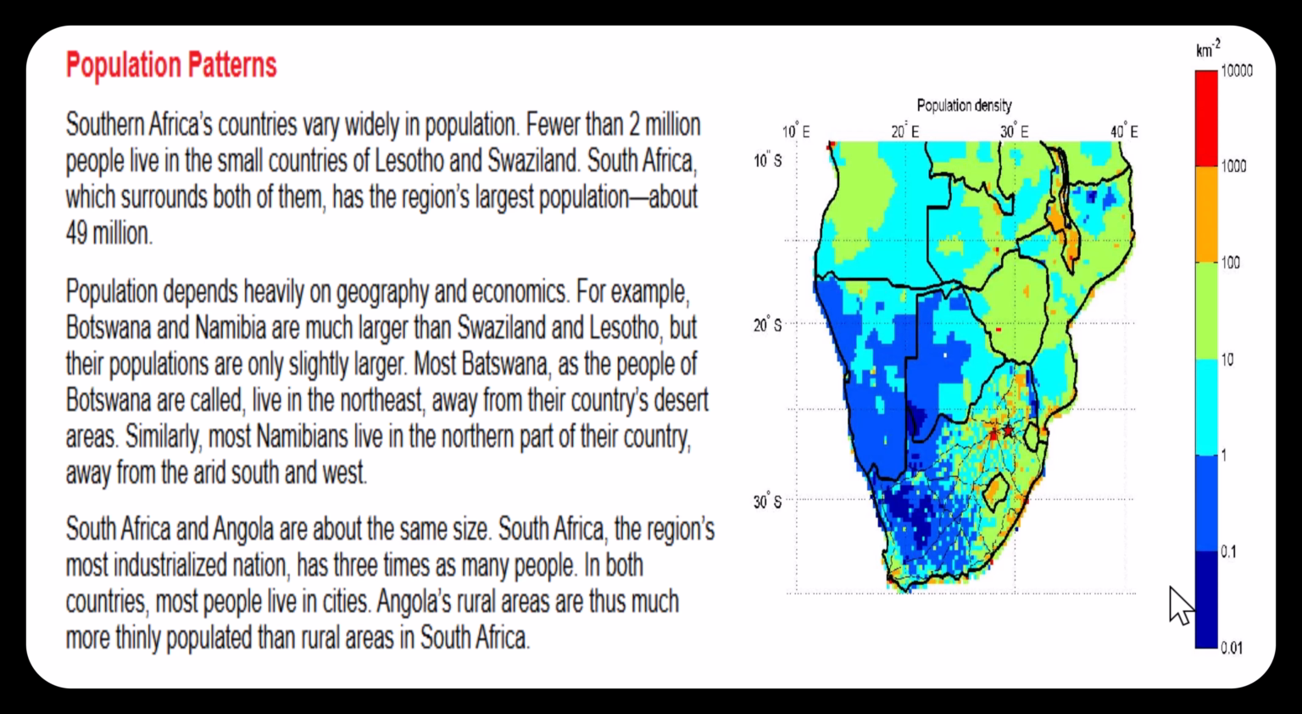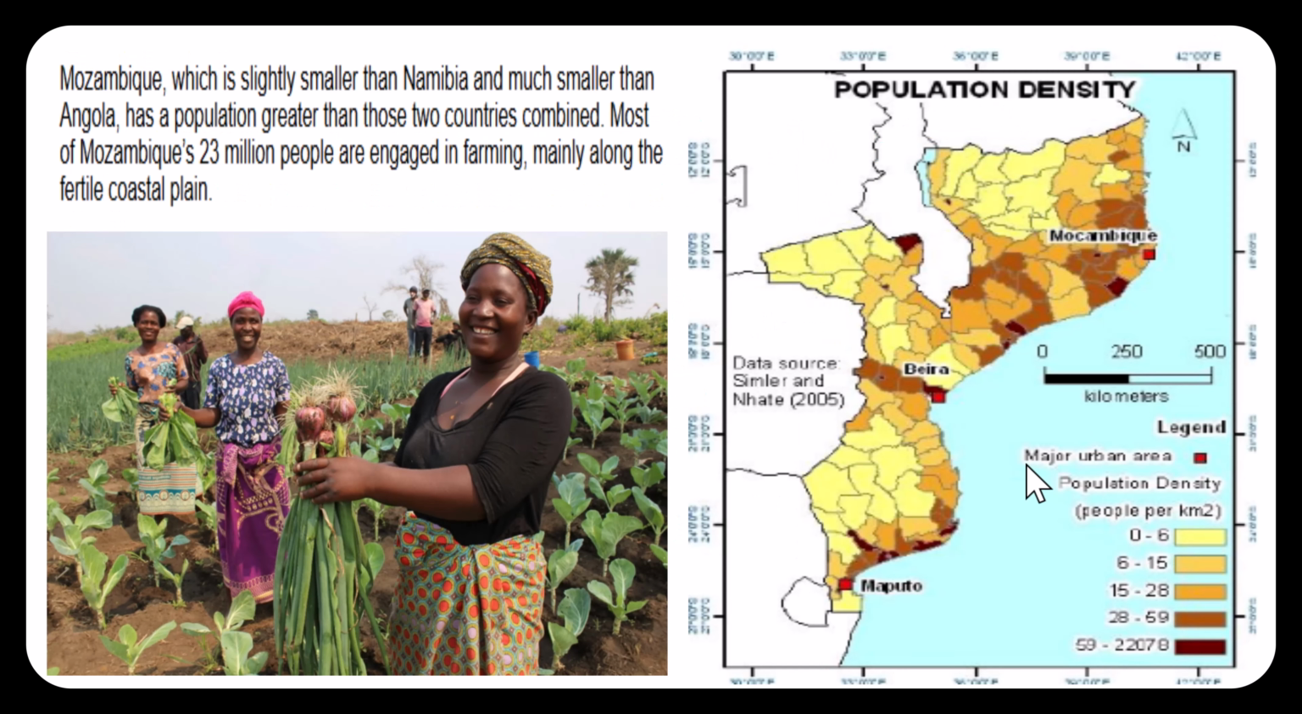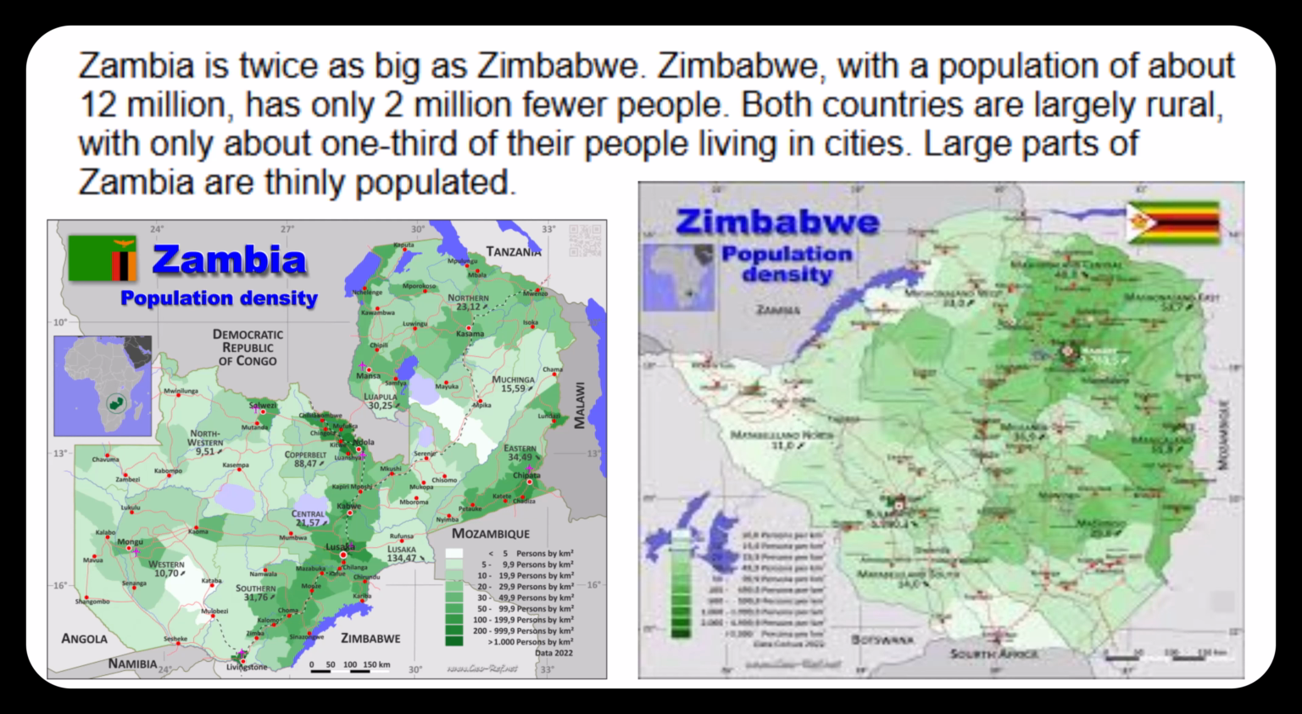They live in cities. Mozambique, which is slightly larger than Namibia and much smaller than Angola, has a population greater than those 2 countries combined. Most of Mozambique's 23 million people are engaged in farming, mainly along the fertile coastal plain. Question number 8. How do most of the people living in Mozambique make their living? Through farming.